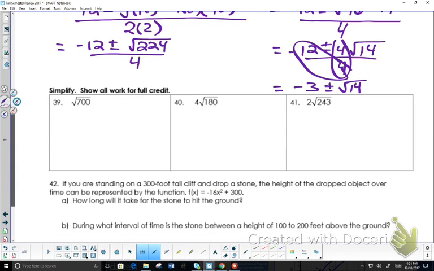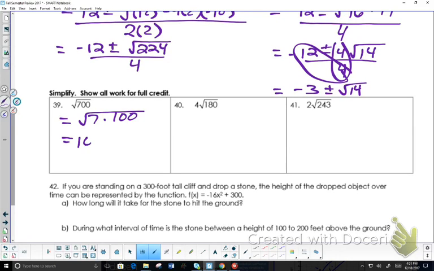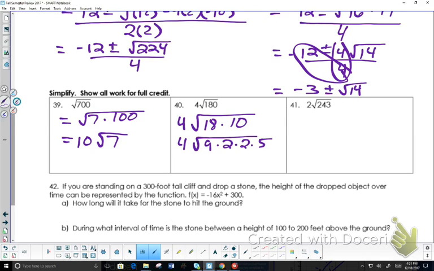Square root of 700, well, that's the same thing as square root of 7 times 100. The square root of 100 is 10, square root of 7. 180, let's see, that would be what? Isn't that 18 times 10? So then let's see, I got 4. This would be 9 times 2 times 2 times 5. So I've got these would come out. So I got 4 times 2 because that would come out. Square root of 9 is 3, and then I'm left inside with a 5. So 4 times 2 is 8. 8 times 3 is 24, square root of 5.